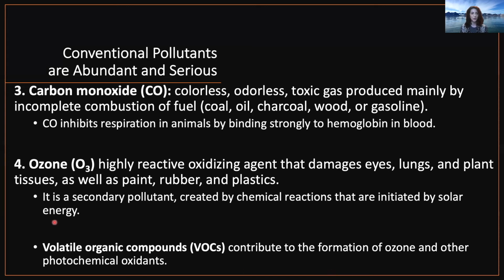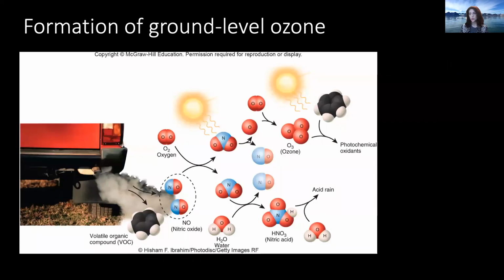So we know that ozone is a secondary pollutant that can be created through photochemical reactions, but it also can in part be created through interactions with these volatile organic compounds that can contribute to the formation as well. So let's synthesize all of that into a diagram. Here we have a diagram that is depicting the different ways to make ozone at the ground level.